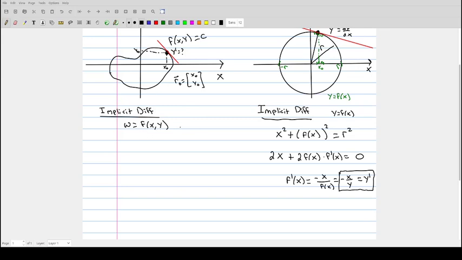So the function that we have here, the multivariable function, is f of x, y. We're looking at a level curve of this function, so we're fixing w to be equal to c on this level curve. But then around the point x naught, y naught, in some small enough region around the point, the implicit function theorem guarantees us that we can solve for y as some function g of x.